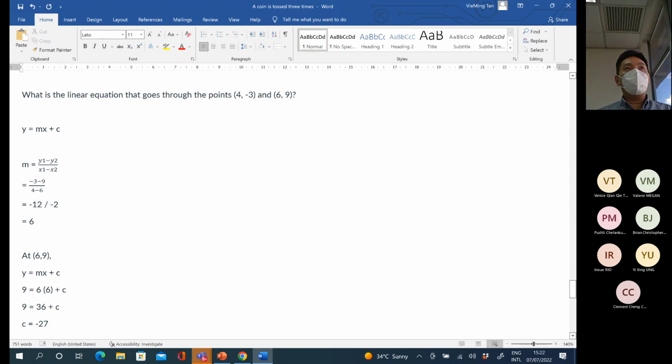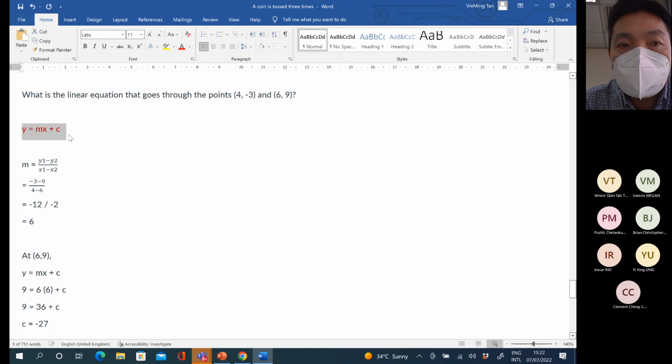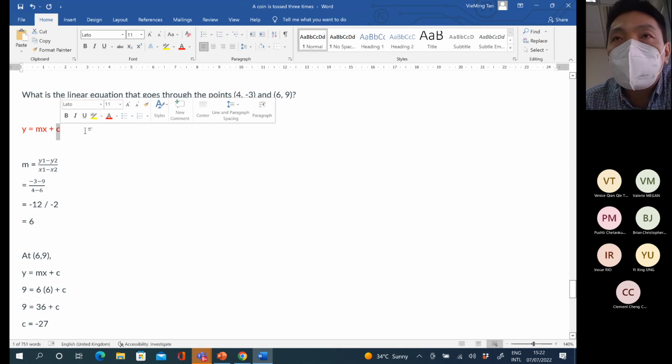Okay, so in order to answer this question, we must know the standard format of the linear equation. So we know that the standard format is this one: y equals mx plus c. Very important. In order to form this linear equation using the standard format, you need to know the m, which is the slope of the equation, and also the c, which is the intercept of the equation. M and c, you need to know first.